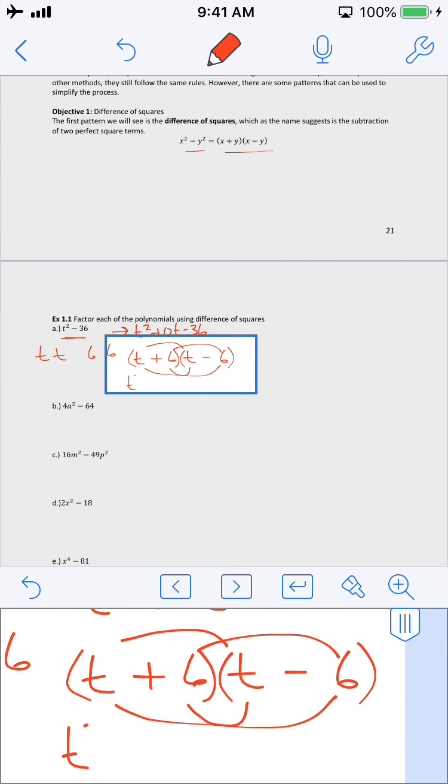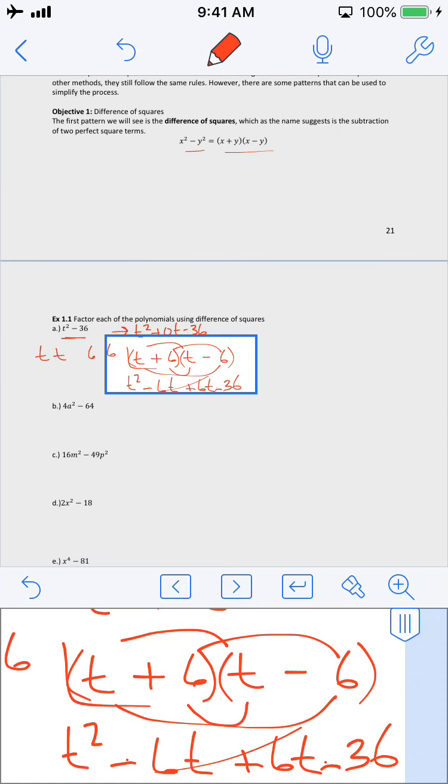So if I were to multiply that back out, minus 6t plus 6t minus 36, we could see that we get a cancellation in the middle, and that's how we ended up with 0t. Okay, and so this would be our factored form. Now, because this is what we consider a special case, we get that cancellation every single time.